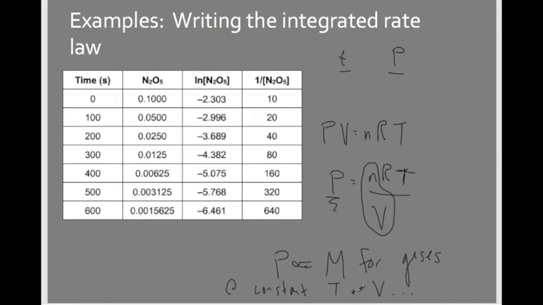If we're looking at a reaction with gases, you might not get time concentration data. You might get time pressure data, but don't let that freak you out. As long as volume and temperature are constant, pressure is proportional to molarity. Pressure is proportional to number of moles, to amount. So if we can measure the pressure of a gas, we can treat it exactly like we treat all of this. This would be pressure. This would be natural log of pressure. This would be 1 over pressure. We can do the exact same thing.